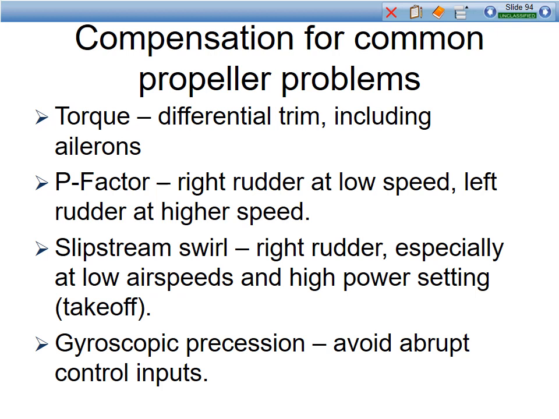A review of all turning tendencies in the T6. Torque uses differential trim, including ailerons and rudder. P-factor, right rudder is used at slow airspeeds, left rudder is used at higher airspeeds. Slipstream swirl, right rudder is used to correct slipstream swirl, especially at low airspeeds and high power settings, like during a takeoff. Gyroscopic precession is always evident anytime you have a spinning mass, being the propeller. To lessen the impact of gyroscopic precession, avoid abrupt control inputs.